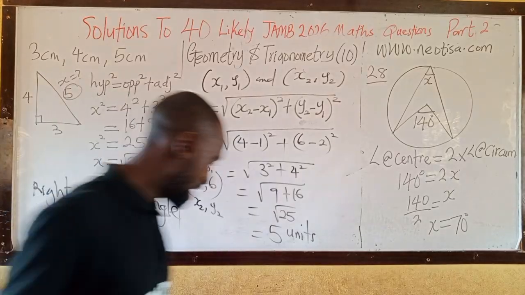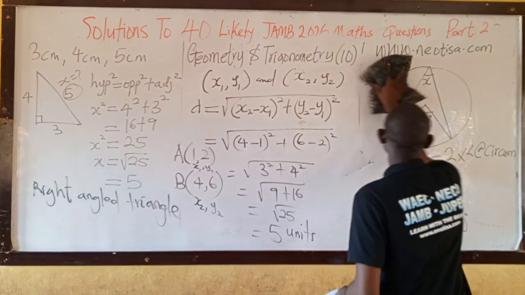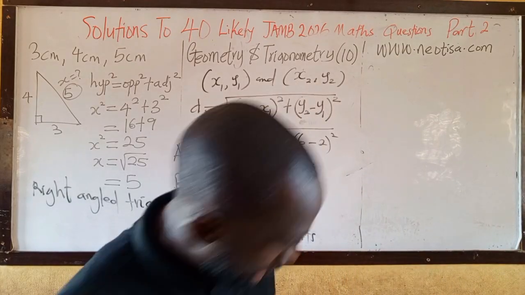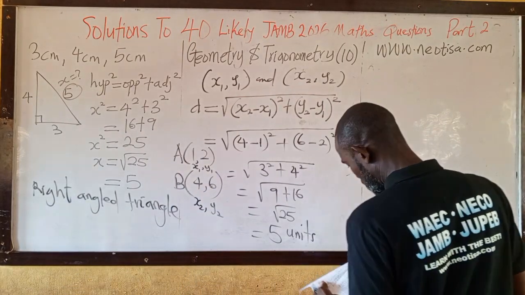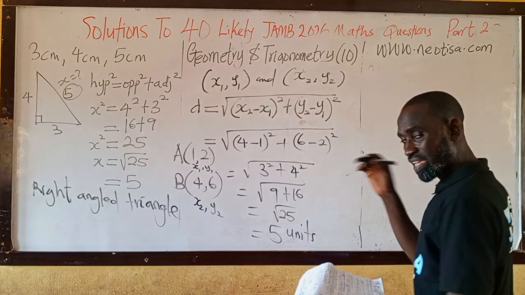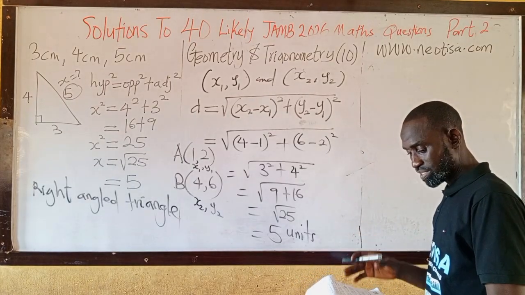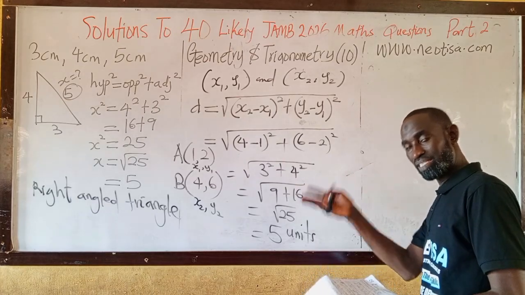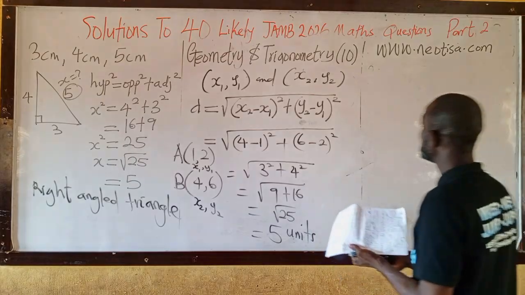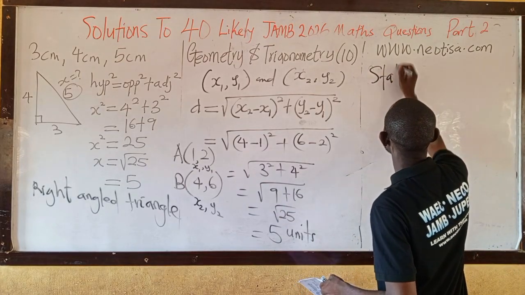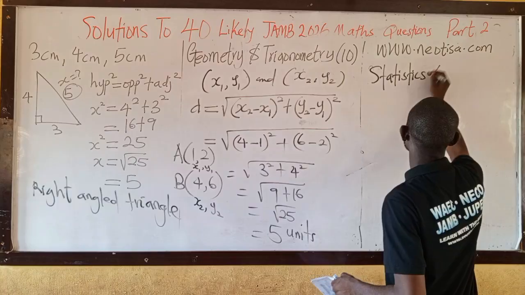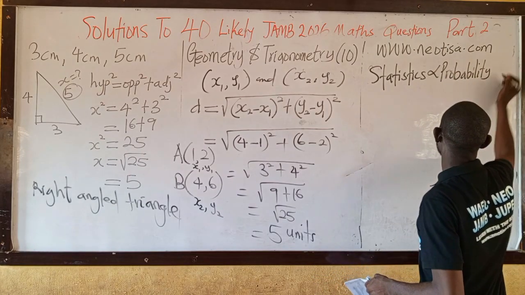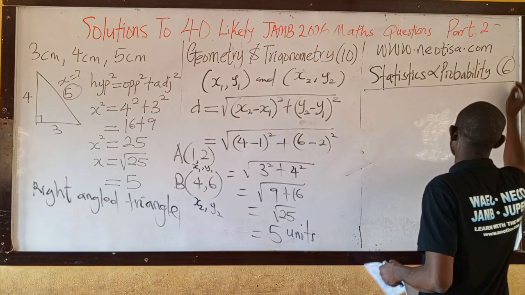Question 31 falls under statistics and probability. Out of the 10 years I studied, we discovered that 6 out of the 10 years we have questions coming out under statistics and probability. So it means for 6 years out of the 10 years we have questions under statistics and probability. Now we have 6 questions there.